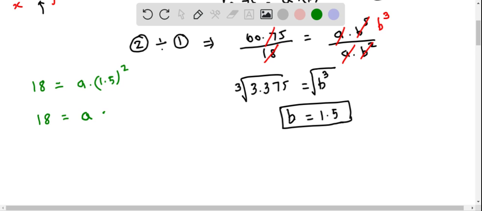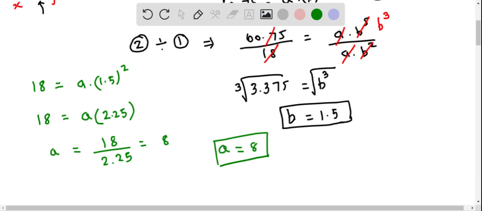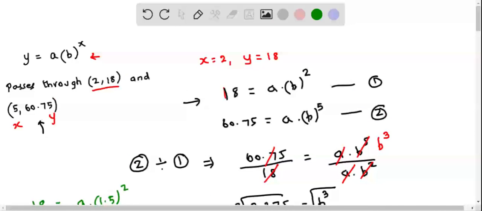This is equivalent to 2.25. So we have to divide both sides by 2.25, so we get the value of a. So therefore the value of a equals 18 divided by 2.25, and this gives 8. So the value of a equals 8.